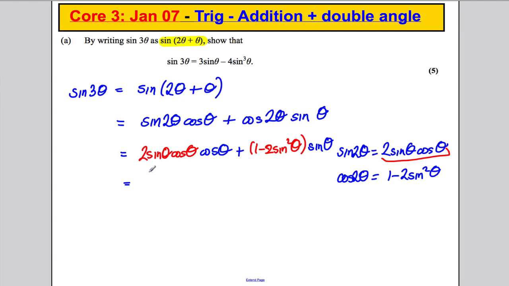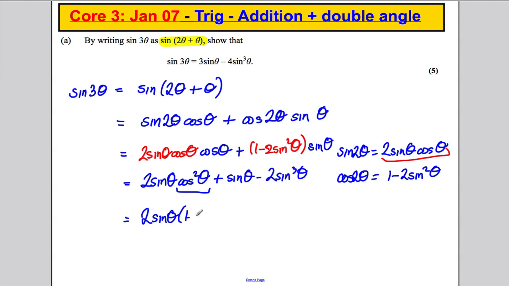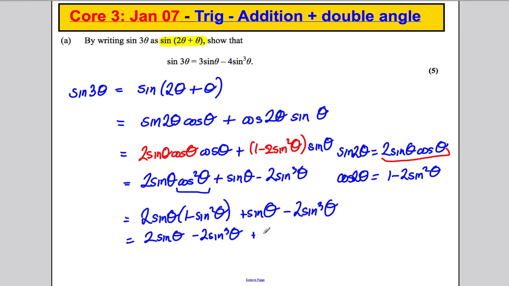Okay, then I can multiply it out. This would be equal to 2 sine theta cos squared theta, and multiplying this out, plus sine theta subtract 2 sine cubed theta. Now, it's not in the form I want. Everything has to have sine, so I can replace this by 1 minus sine squared. So 2 sine theta, 1 minus sine squared theta, plus sine theta minus 2 sine cubed theta. Expand that out, I get 2 sine theta, subtract 2 sine cubed theta, plus sine theta, subtract 2 sine cubed theta. And now I can tidy everything up.